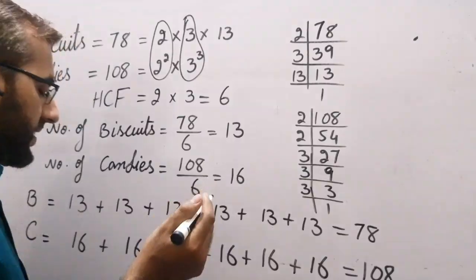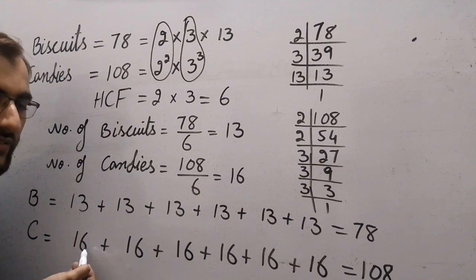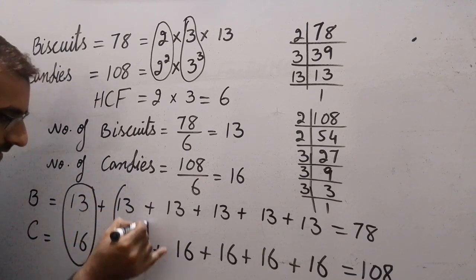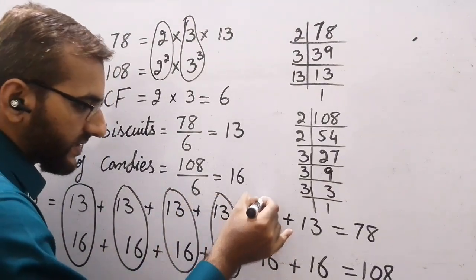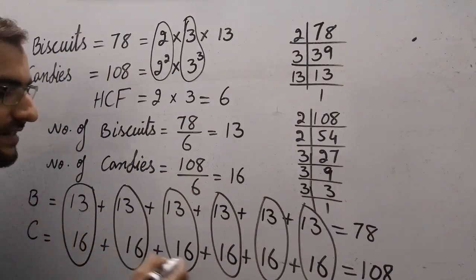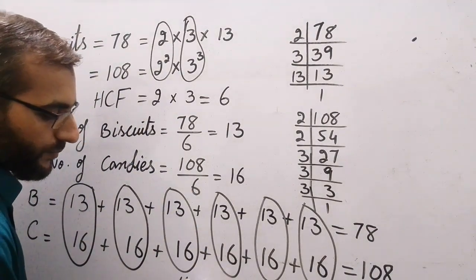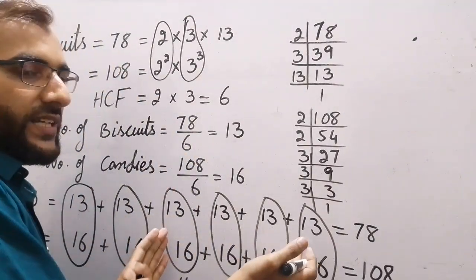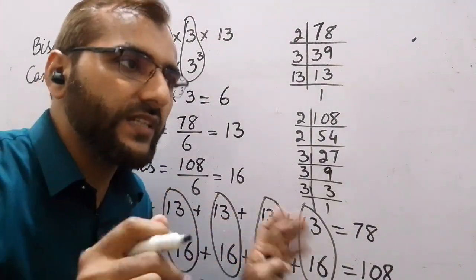So we can say that we can pack 13 biscuits and 16 candies in one bag. This is one bag, this is two bags, this is three bags, this is four bags, this is five bags, and this is six bags. So there are a total of six bags in which we can pack all of these biscuits and candies in similar bags with no leftover. Means all the candies and biscuits will be consumed.